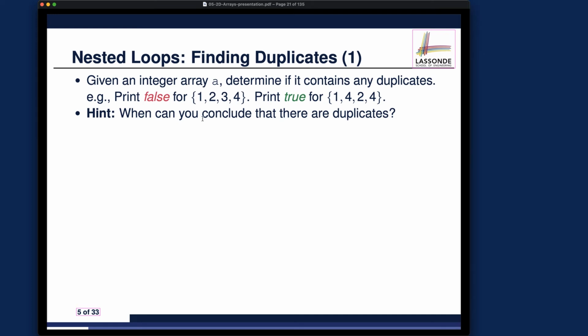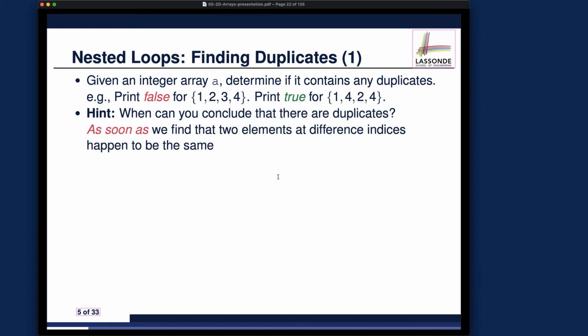So when can you conclude that there are duplicates? This can also guide you to write the most efficient possible solution to the problem. So this will be the hint over here. As soon as we find that two elements at different indices, and I want to emphasize again, different indices are very important. Otherwise, if you only compare index 1 and index 1, comparing with itself, it's definitely equal, but it's not really duplicates. So if they happen to be the same, that means we can conclude there is at least one instance of duplicates.